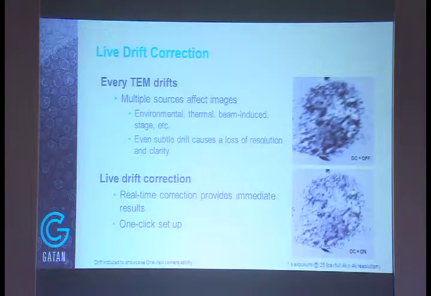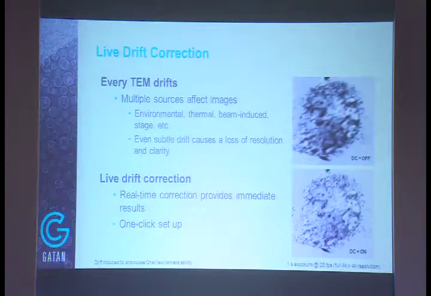So there are many things that can cause motion or drift in the samples. Environmental, thermal, beam-induced motion, even the stage might be drifting. And these are things that we have some ability to correct for. And even subtle drift can cause a blurring of the sample through the exposure time.